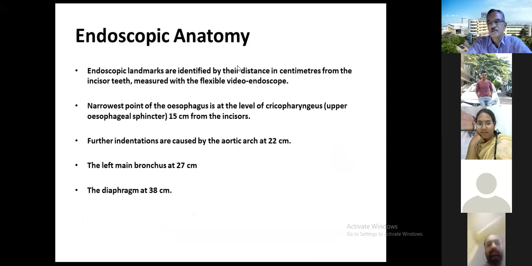Sir, next is the endoscopic anatomy of the esophagus. The structures of the esophagus are usually appreciated with certain landmarks that can be seen through the video endoscope. The narrowest point of the esophagus lies at the level of the cricopharynx, approximately 15 centimeters from the incisors. Further indentation, as discussed earlier, is from the aortic arch at 22 centimeters and from the left main bronchus at 27 centimeters. And it finally pierces the diaphragm at around 38 centimeters from the incisors.